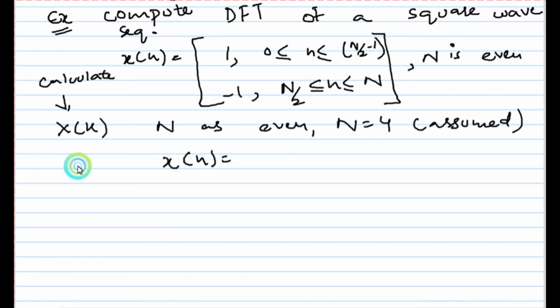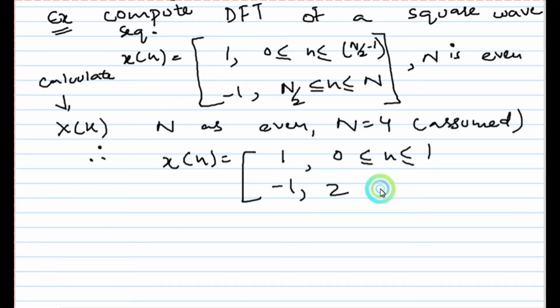So I can write x of n as, if capital N is 4, then x of n will be 1 for 0 less than or equal to n less than or equal to N by 2 minus 1. So 4 by 2 minus 1. 4 by 2 is 2. 2 minus 1 is 1. So I can write x of n as 1 for 0 less than or equal to n less than or equal to 1, and minus 1 for N by 2, which is 2, less than or equal to n less than or equal to capital N, which is 4.